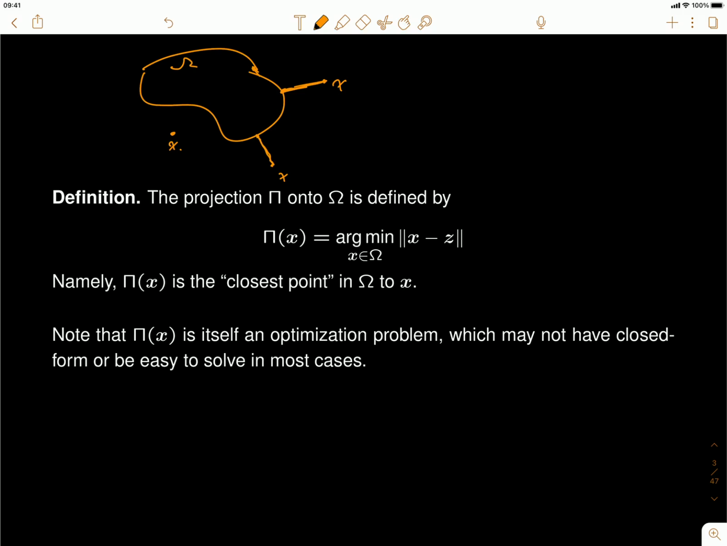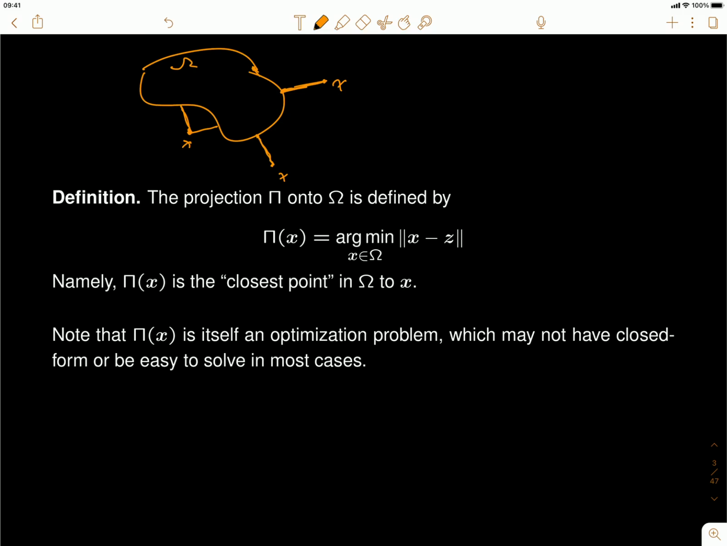It's closer to x. But if x is here, then we're probably not very sure. Maybe here is still fine, but maybe my x is here, right? Then in this case, we don't even know if there is only one result, because it could be projected here, or it could be projected here. They both have the same length. So that's the issue with the projection. First of all, it may not be easy to compute. The second is that it may not have only one solution. But still we can define this projection.